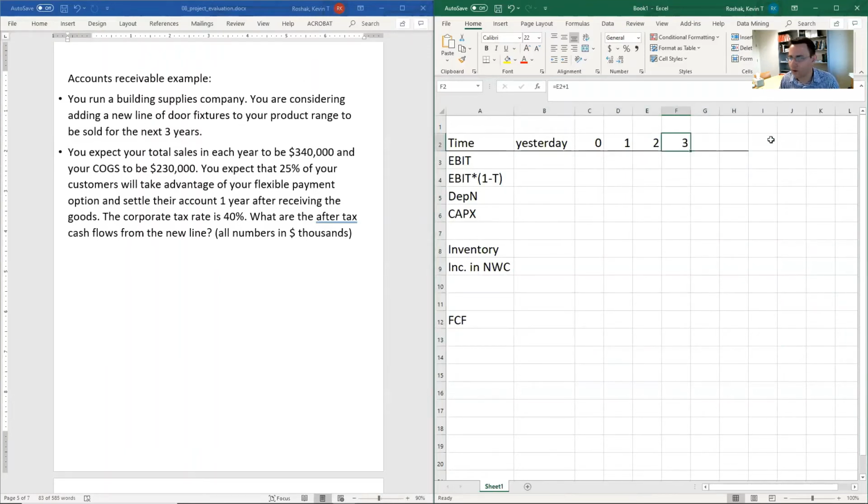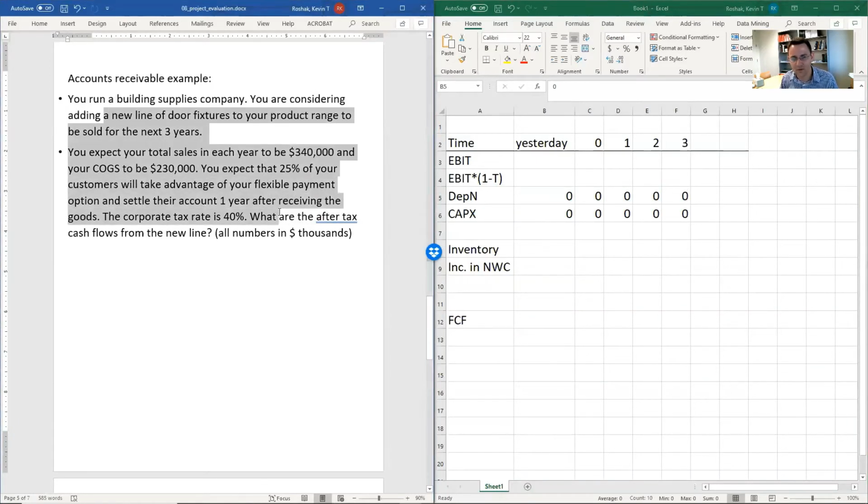We have a 3-year period, so I'm going to keep this 3-year horizon here. We're going to have to work through the EBIT times 1 minus T. Like the last inventory example, we don't have any CAPEX or depreciation. When I do simple examples, usually you'll have either net working capital or CAPEX and depreciation. Since we're doing an accounts receivable example, you don't see any PP&E here. Everything that we have is short-term assets, just these door fixtures.